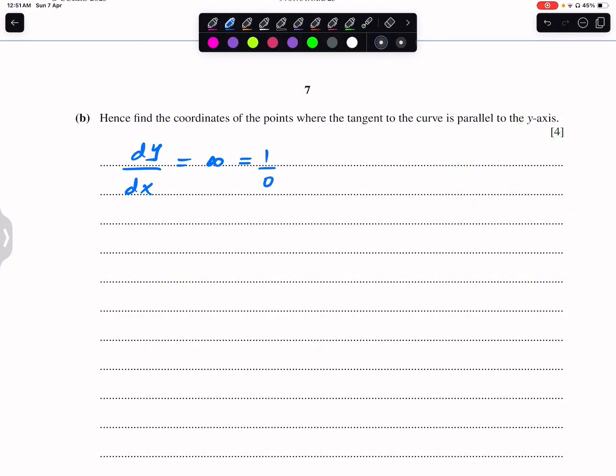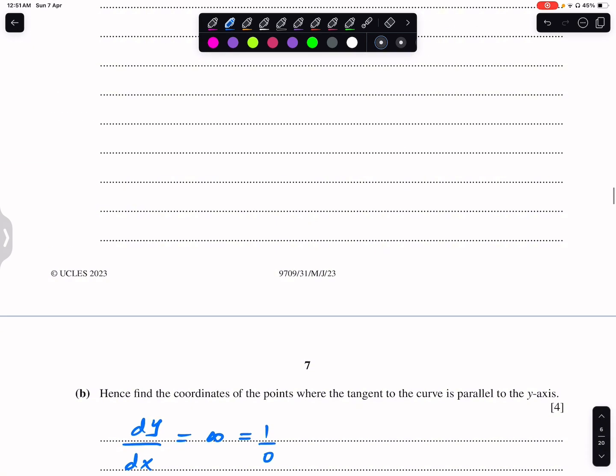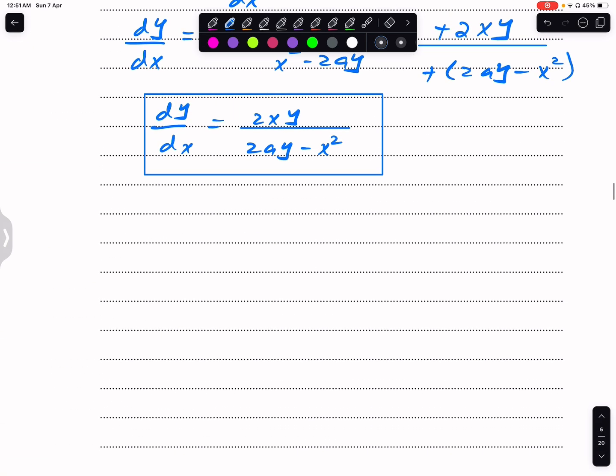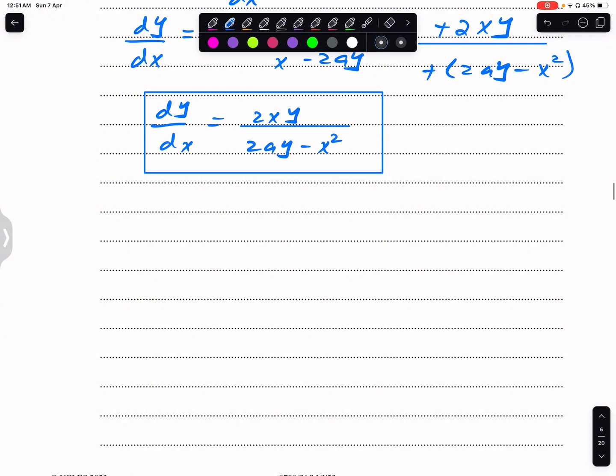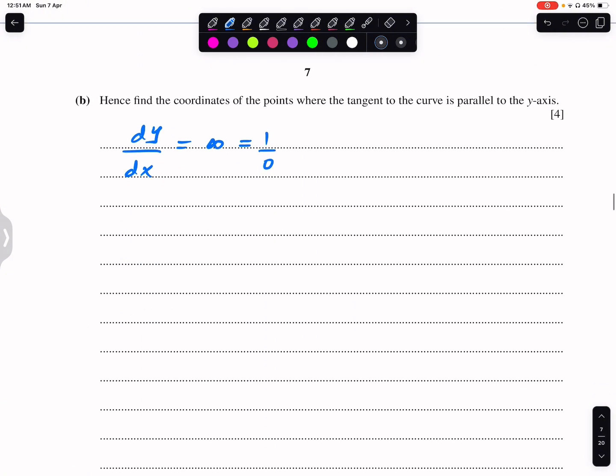And now what is your dy by dx? Your dy by dx is 2xy from the previous part, 2xy divided by 2ay minus x square equals 1 over 0. Now cross multiply.